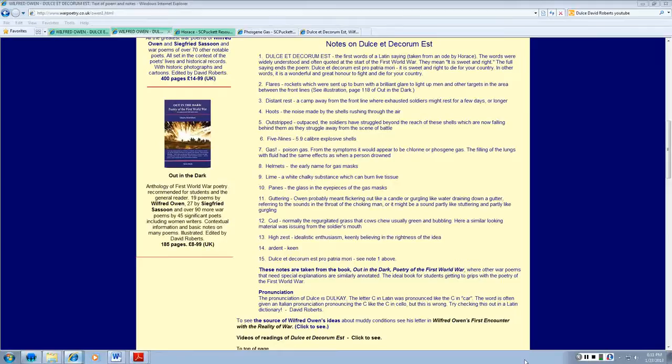Cud is what a cow chews. Cows have several stomachs, and what they eat, and then they lie down and chew their cud. So that's the reference. Again, the idea of the allusion.